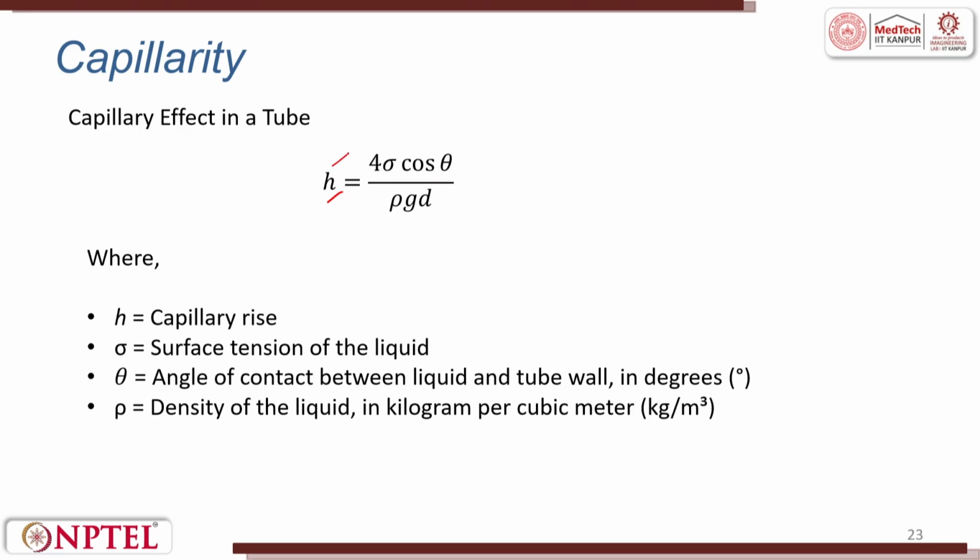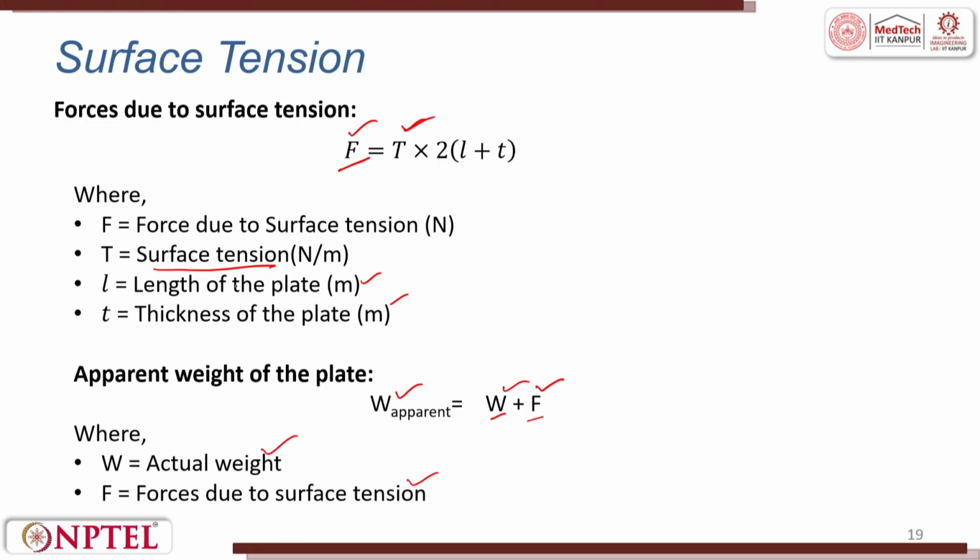Here H is again height, that is rise of the liquid due to capillary action, that is capillary rise. Here sigma is surface tension of the liquid, theta is angle of contact between the tube wall, that is in degrees, rho is density of liquid in kilograms per cubic meter, and the sigma is same as what was given as T in the previous relation. This is surface tension T. So, do not confuse with this T here.